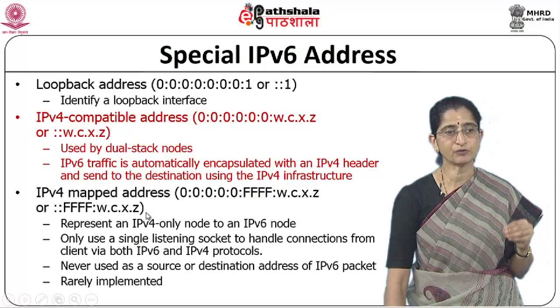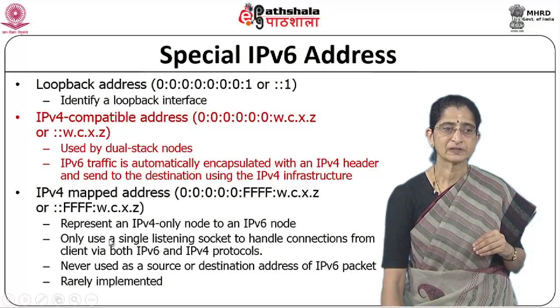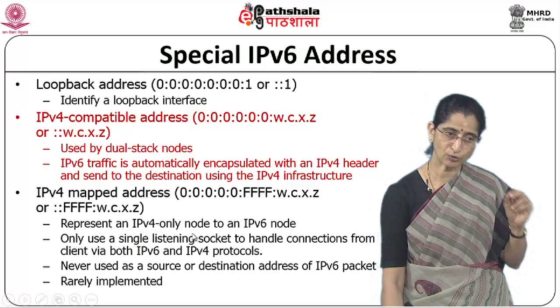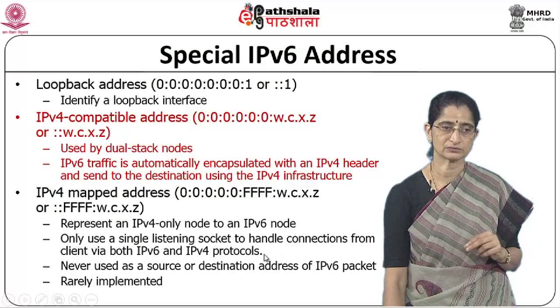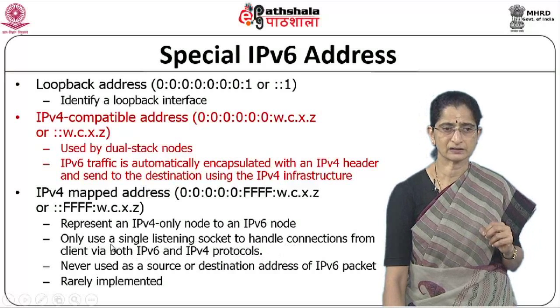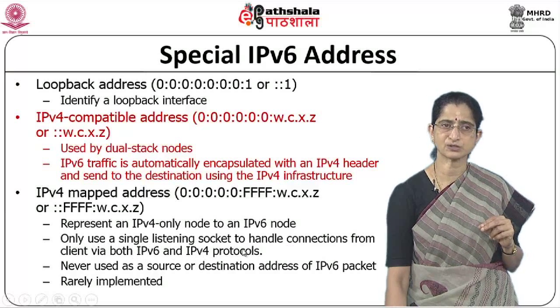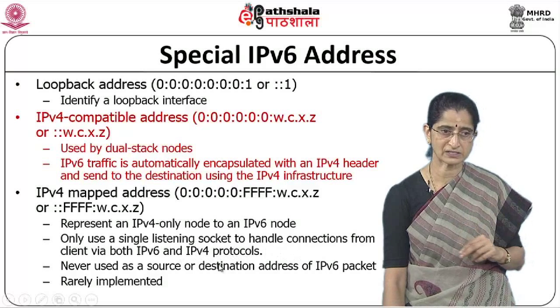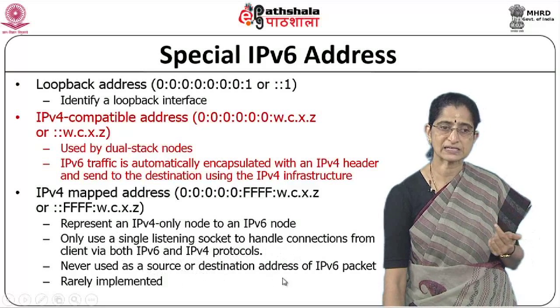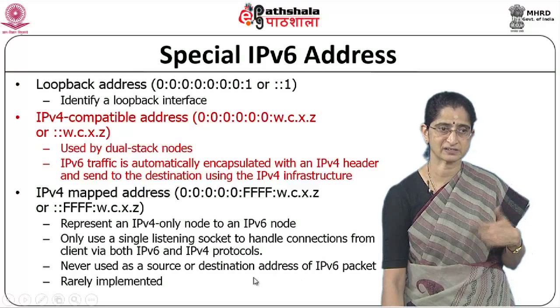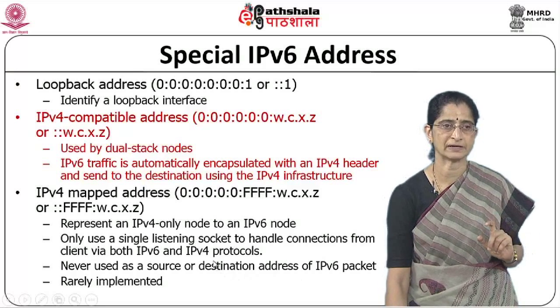Then you have an IPv4 mapped IPv6 address. This is to represent an IPv4 only node to an IPv6 node. This only uses a single listening socket to handle connections from both v4 and v6, and this address will never be used as an IPv6 source or destination address, and it is not very frequently implemented.